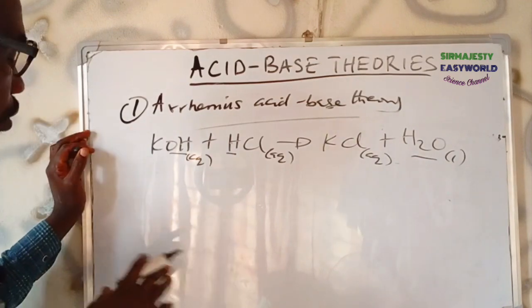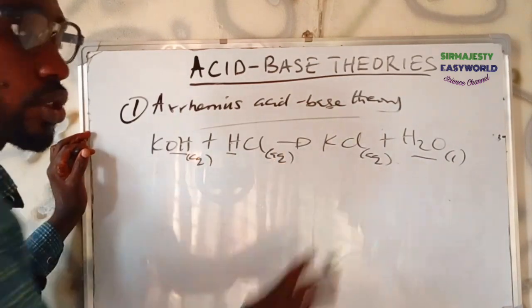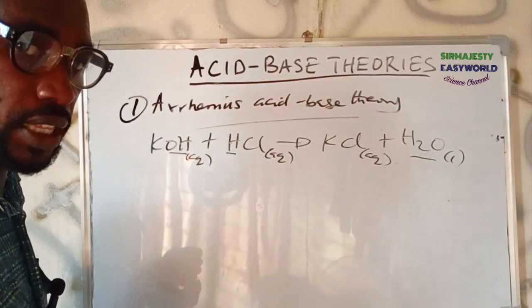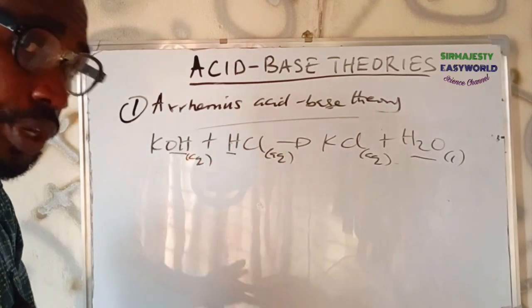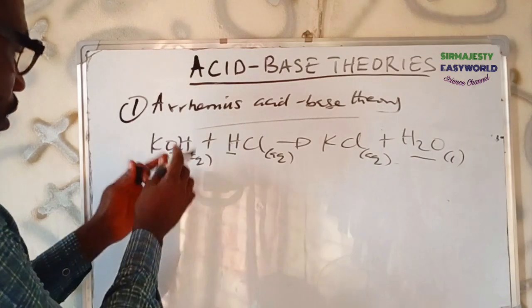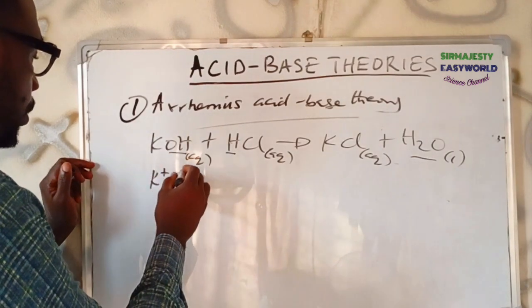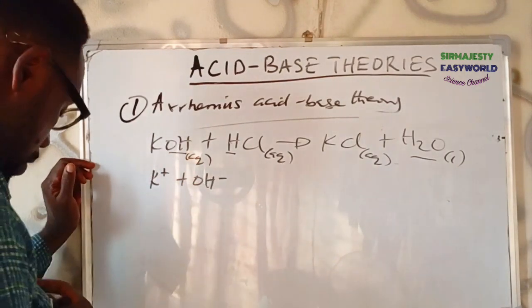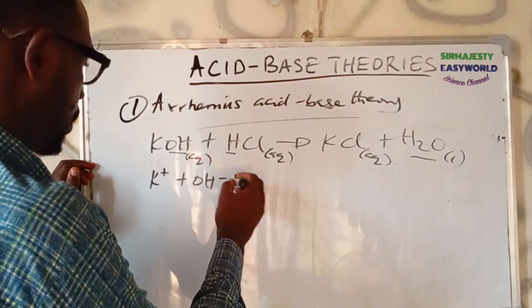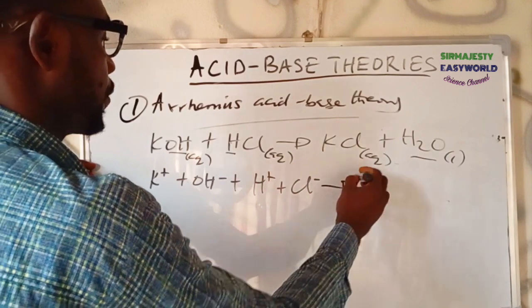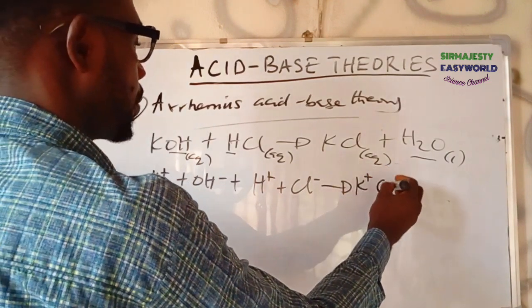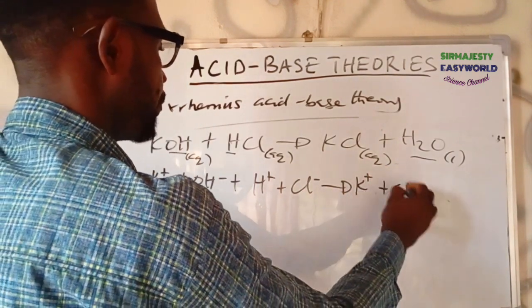So let us see the ionic equation. In writing the ionic equation, you dissociate aqueous solutions. Don't dissociate the three states of matter, meaning if you see any of the reactants or products in solid, liquid, or gas, you don't dissociate it. So this is aqueous. We have K plus, OH minus, then plus what? H plus, Cl minus to give us K plus, Cl minus.